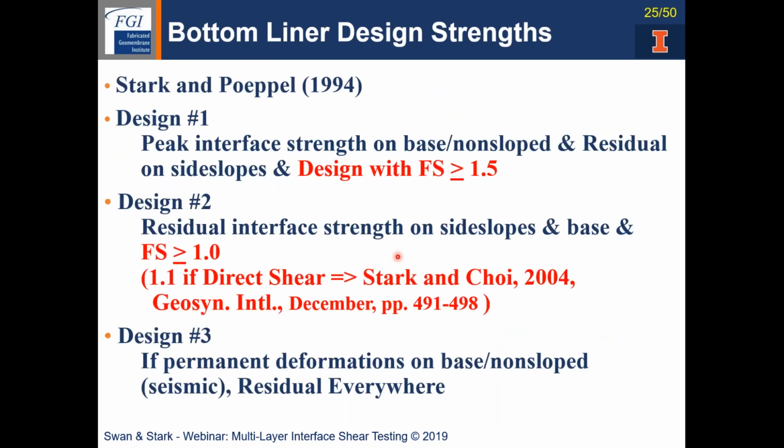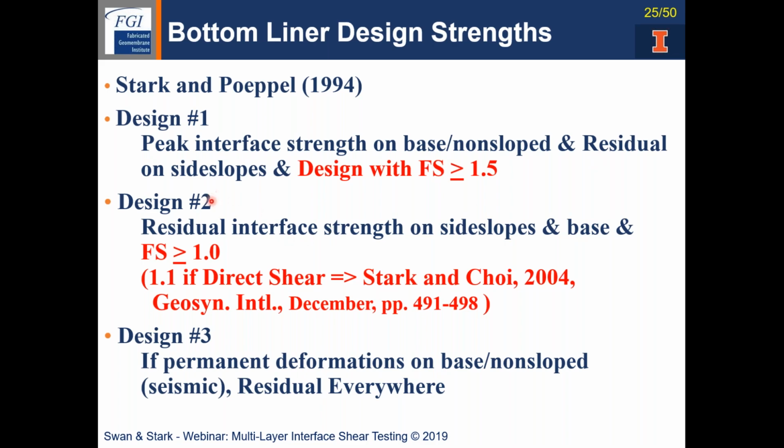If we go way back to Stark and Popple's 1994, we set up 2 design scenarios for static cases. Design 1 is peak interface strength on the base or non-slope portions of a liner system, and then residual on the sloped or side slopes, and meeting a factor of safety of 1.5. So you can see residual or large displacement strengths are operational on side slopes, so we need that value.